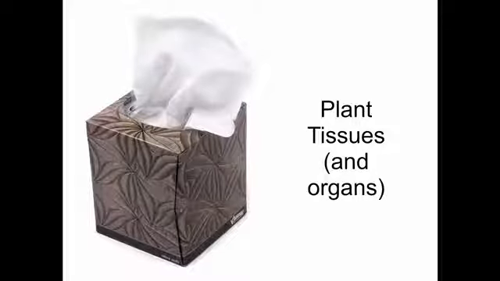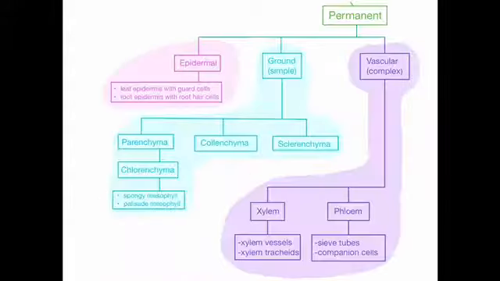Welcome back to a study on plant tissues. This is the second video in the series. So last time we looked at meristematic tissue, and today we're going to look at permanent tissues. There are three main groups: epidermal, ground, and vascular.